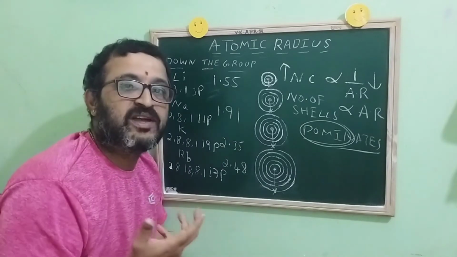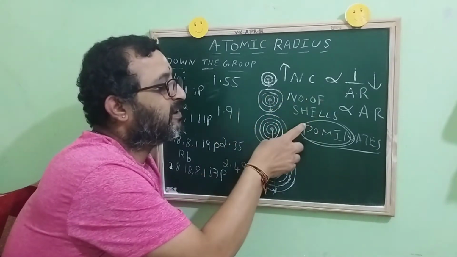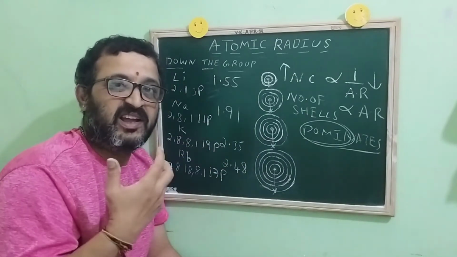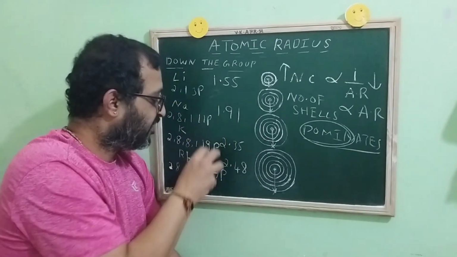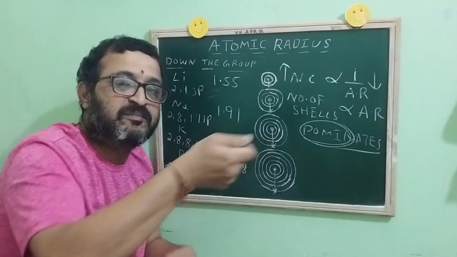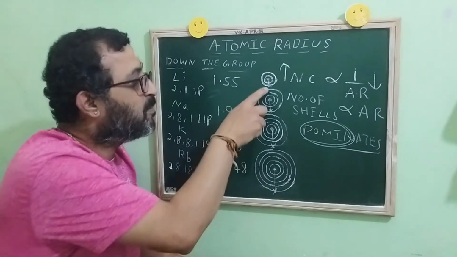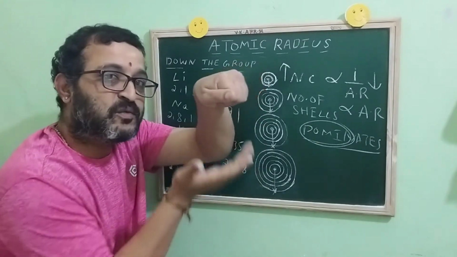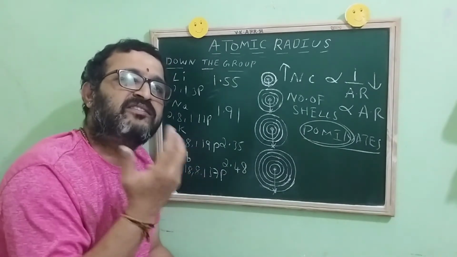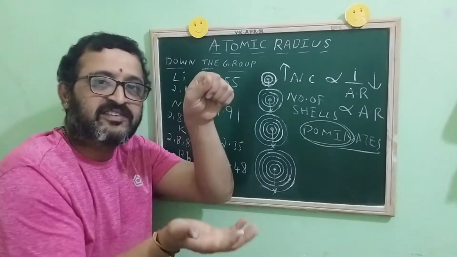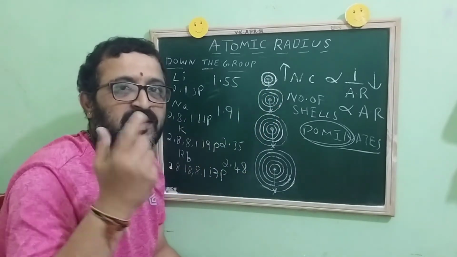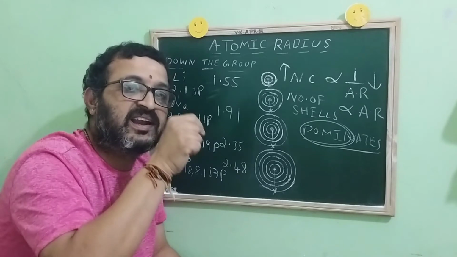Distance. That's why we say the number of shells dominates over what? Nuclear charge. That is, though the nuclear charge is more, it is not able to pull the electrons present in the outermost shell because of the increase in the distance between the nucleus and the outermost electron. Why exactly? So you mean to say that as the distance increases, the force of attraction between nucleus and outermost electron will be less. Why exactly?